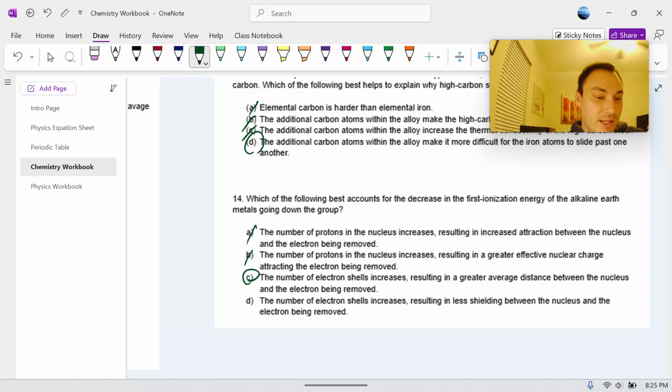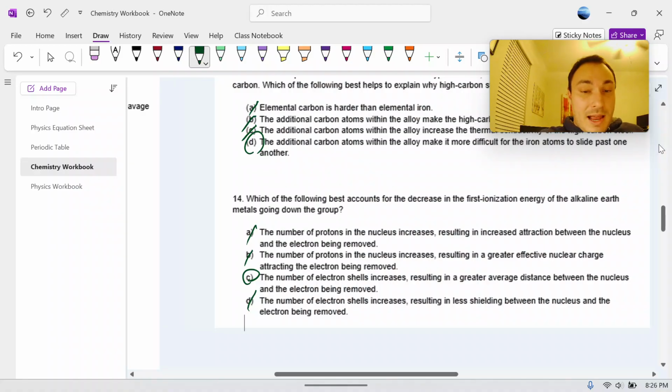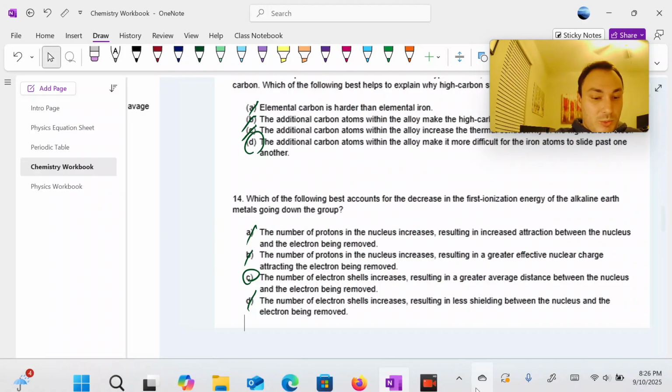D says the number of electron shells increases, resulting in less shielding between the nucleus and the electron being removed. That's not right, there is no such thing as shielding between nuclei and electrons. They don't shield each other, they're attracted to each other because they're oppositely charged. There's electron shielding between electrons and other electrons, but again, they're trying to throw lingo at you. You have to filter through all that and find out what you need to know to do the question. All right, that concludes the multiple choice section.